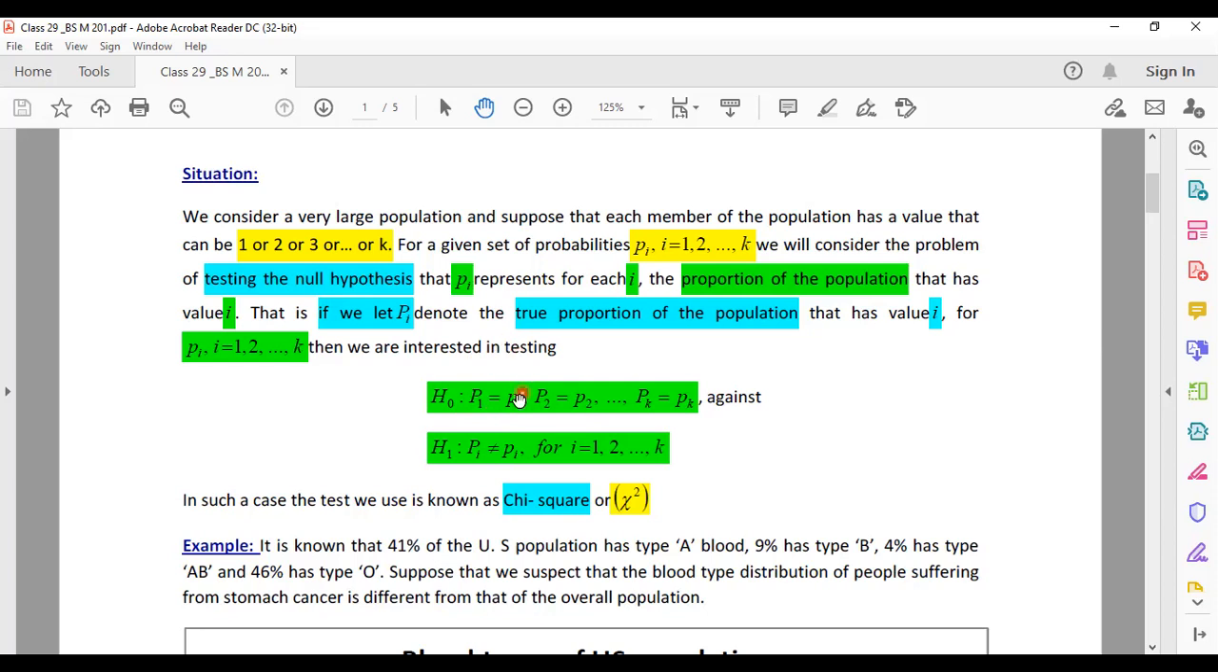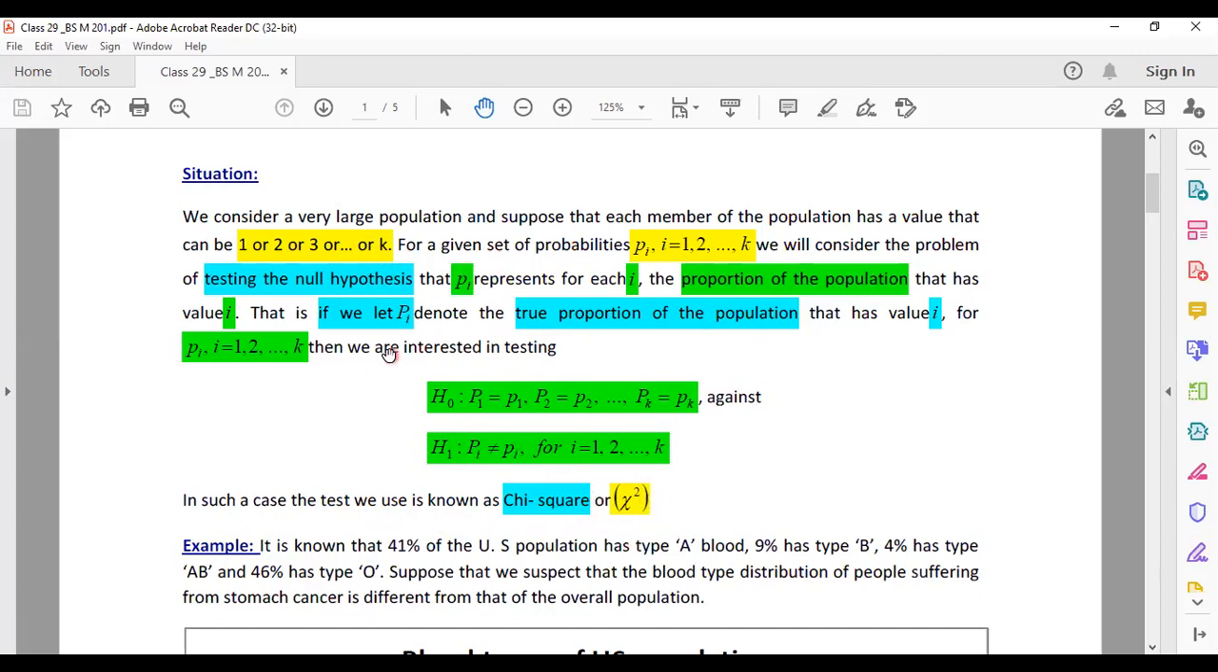At a time we are going to consider several population proportions and their individual values are hypothesized, and we are going to test it against the alternative hypothesis that each of these population proportions does not have the values as specified by me. And each of these population proportions corresponds to each of these items in the population. In such a case, the test we use is known as chi-square.